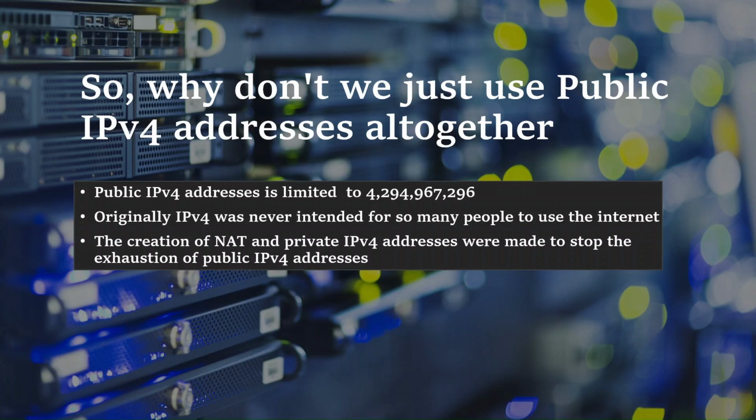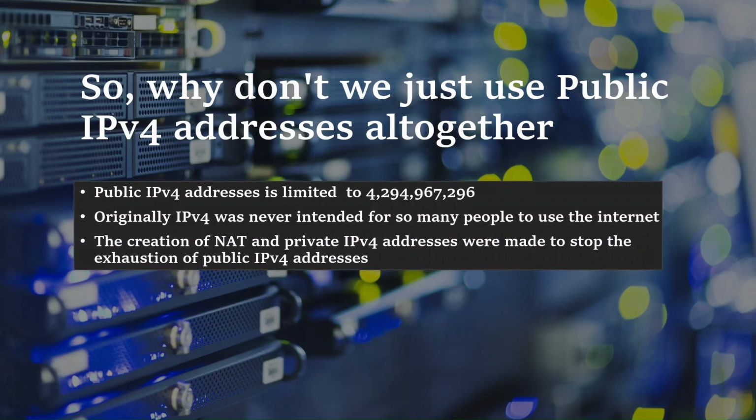So why don't we just use public IP addresses altogether, since they are the ones that we use to browse the internet? Then there won't be any need for NAT or private IP addresses. The main issue with doing this with IPv4 is that it is not possible. IPv4 only has these public addresses available, which in total is this. IPv4 was also never intended for so many people to use the internet when it was originally made, and it was not thought that the internet would become as big as it is today.